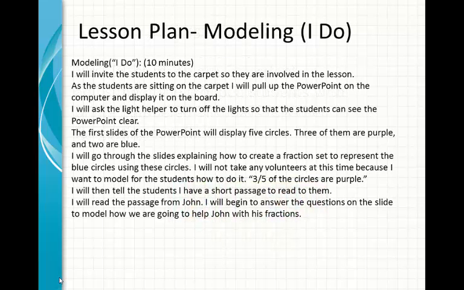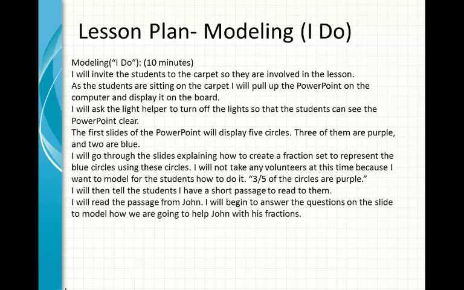Lesson plan. Modeling. I do. I will invite the students to the carpet so they are involved in the lesson. As the students are sitting on the carpet, I will pull up the PowerPoint on the computer and display it on the board. I will ask the light helper to turn off the lights so that students can see the PowerPoint clearly. The first slides of the PowerPoint will display 5 circles. 3 of them are purple and 2 are blue. I will go through the slides explaining how to create a fraction set to represent the blue circles using these circles.